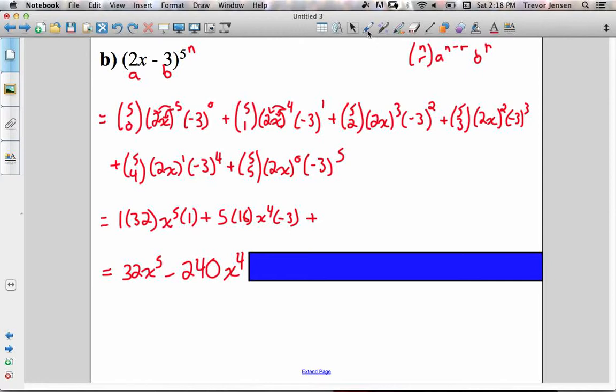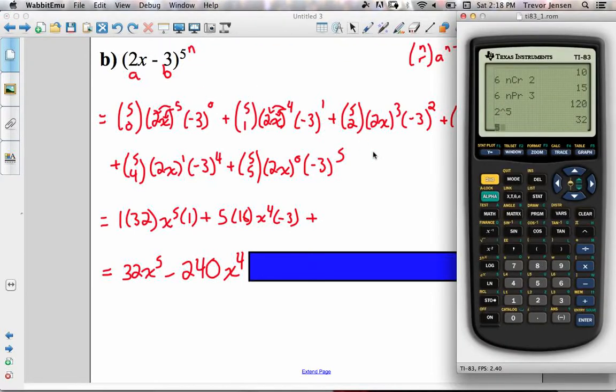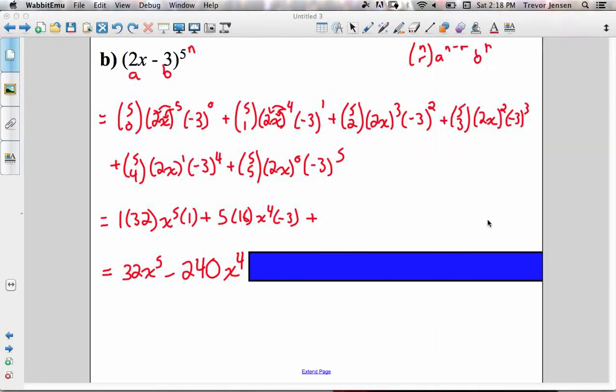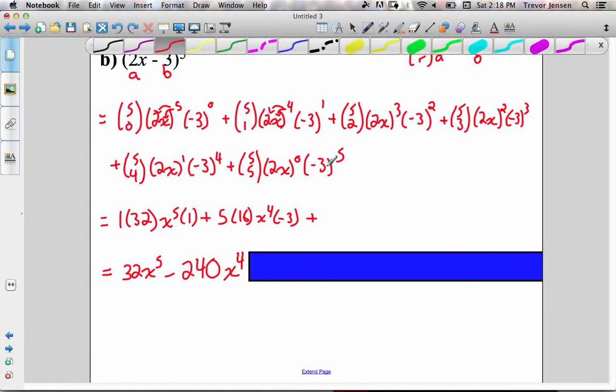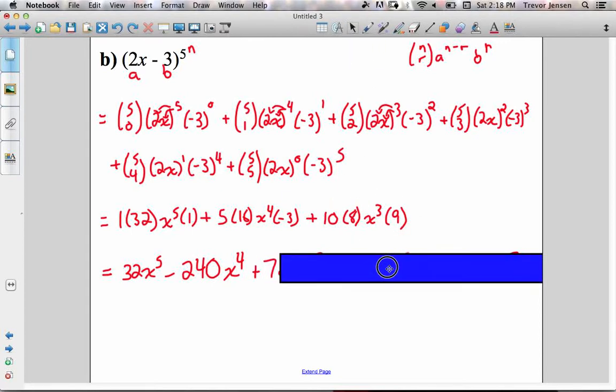And then the next term, I would do 5 choose 2. So 5 choose 2, and that'll give me a value of 10. I have to apply this exponent of 3 to the 2 and the x. So 2 cubed is 8. X to the 3, and then negative 3 squared is positive 9. Negative 3 times negative 3 is positive 9. 10 times 8 times 9 would give me 720 x cubed.